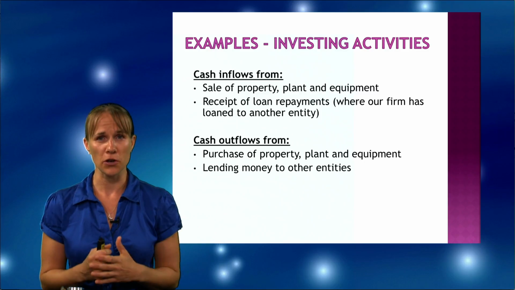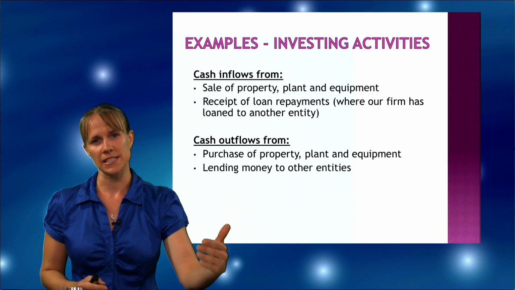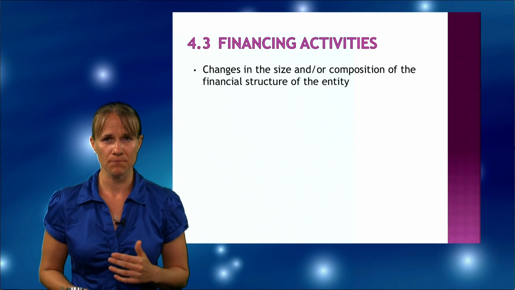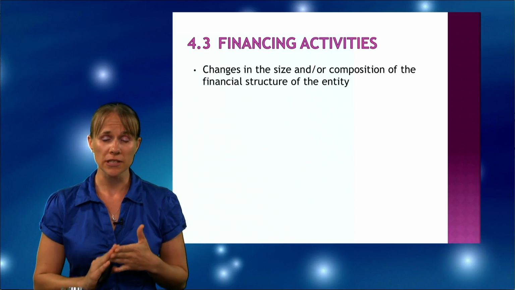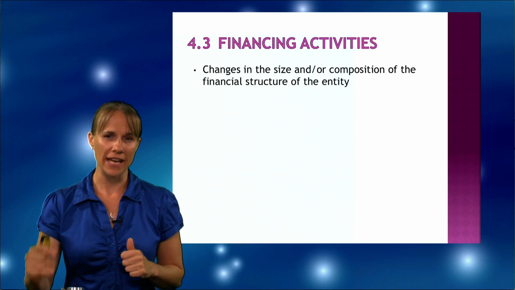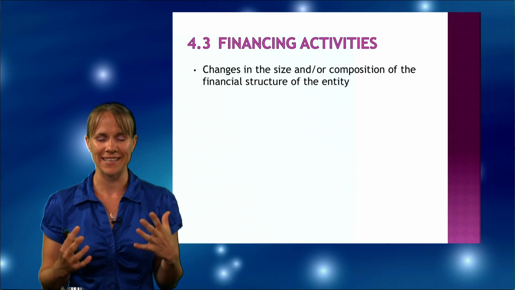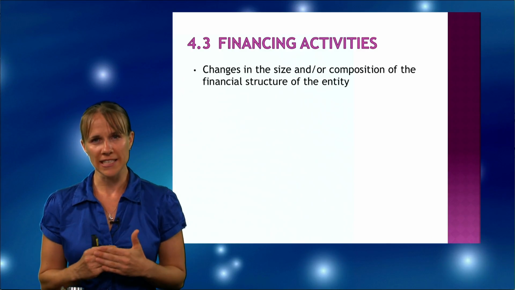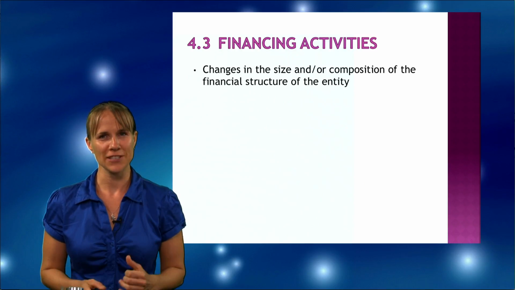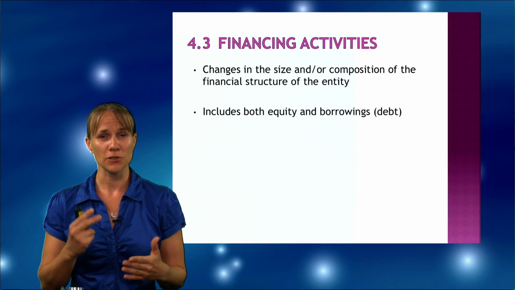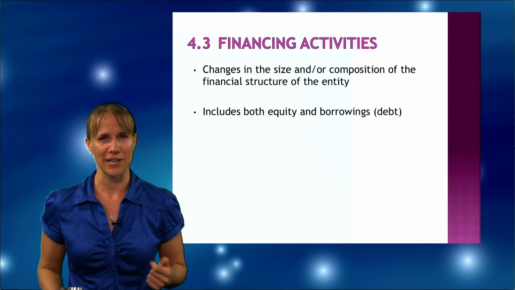It can be cash outflows from purchasing property, plant and equipment, or we're lending money to other entities or other companies. Moving on to financing activities. So financing activities includes your non-current liabilities and your equity account types. So again, be very clear on those account types because it's going to make things a lot easier for you. So our financing activities relate to changes in the size and/or composition of the financial structure of the entity. It includes both equity and borrowings, in other words, debt. So like I said, we're looking at equity and we're looking at non-current liabilities here.